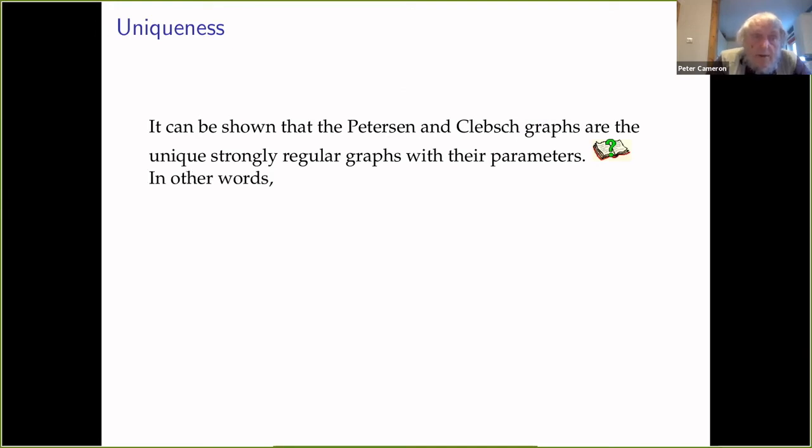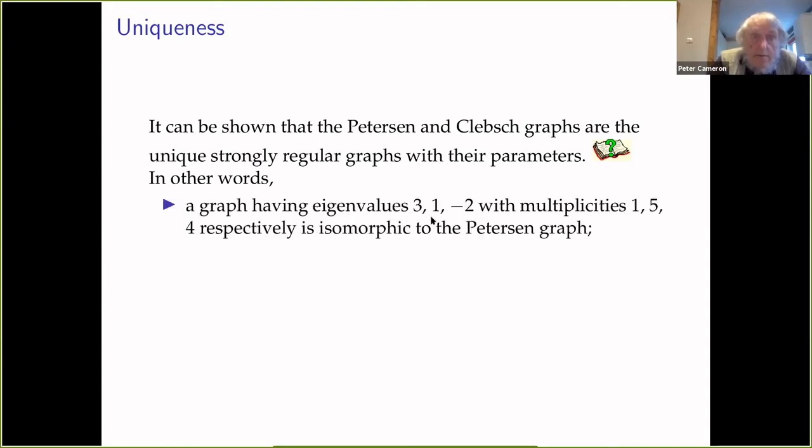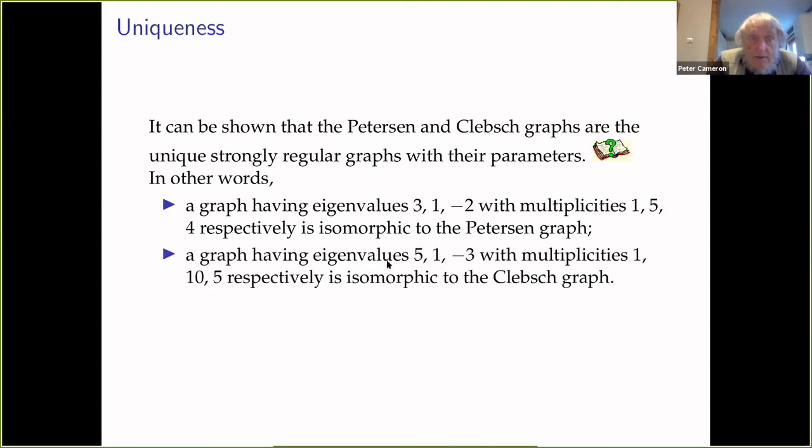So to put it another way, in terms of spectra, if you have a graph with the same spectrum as the Petersen graph, which is 3, 1, minus 2 are the eigenvalues with multiplicities 1, 5, and 4, then that graph is necessarily isomorphic to the Petersen graph, because by what we said on the last slide, it's strongly regular, and then we're using the uniqueness of the Petersen graph as a strongly regular graph with those parameters. And the same works for Clebsch. If you have the eigenvalues 5, 1, and minus 3 with multiplicities 1, 10, and 5, it's isomorphic to the Clebsch graph.